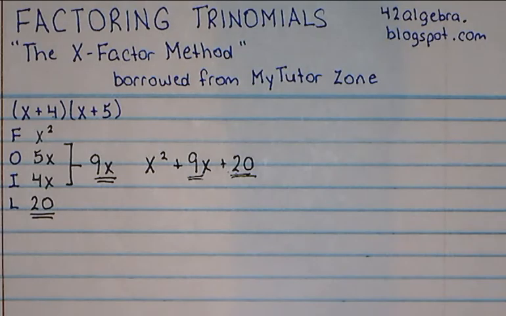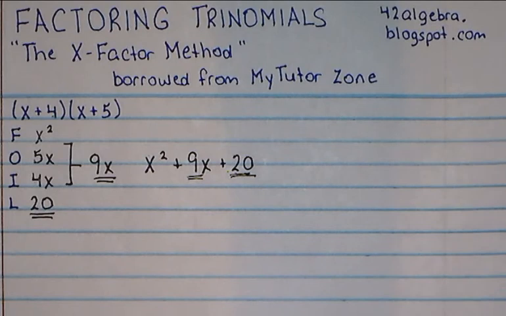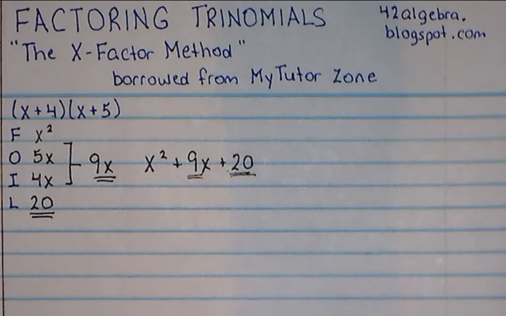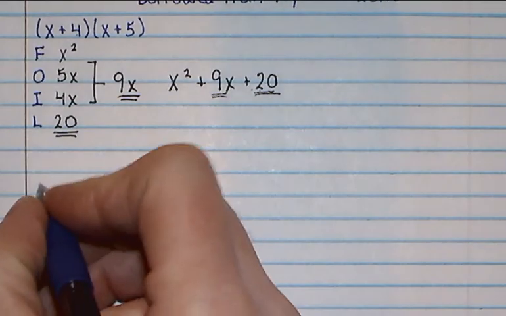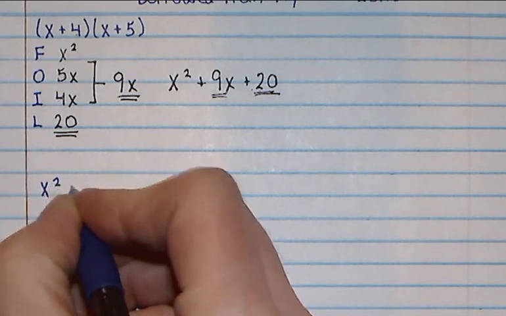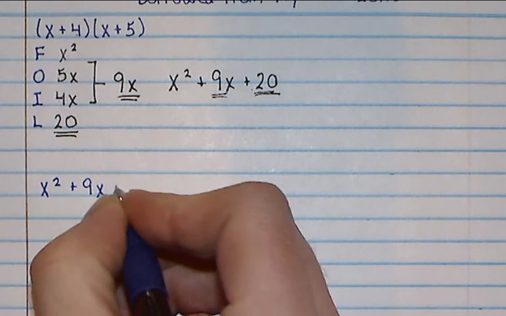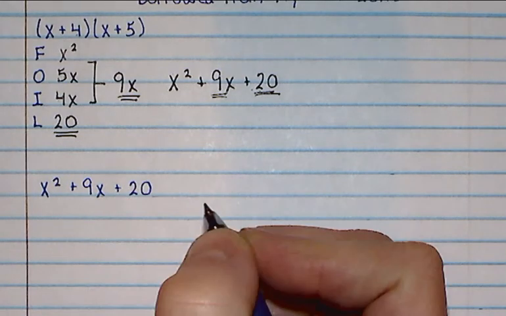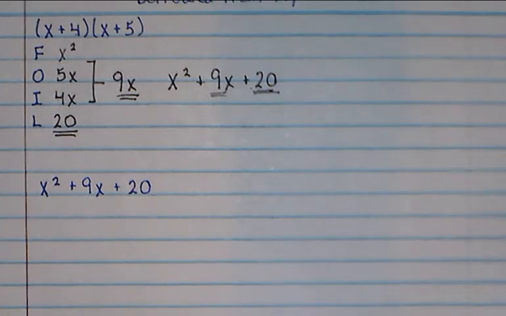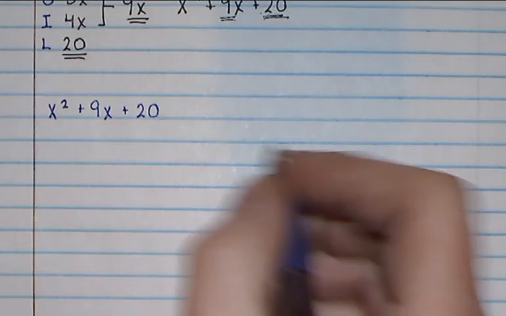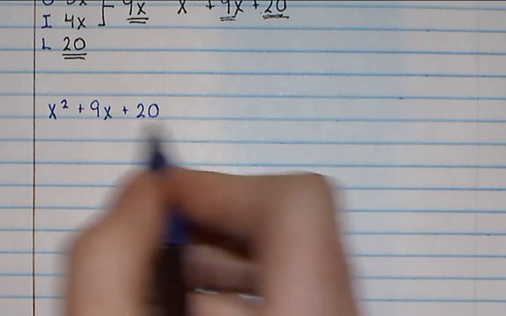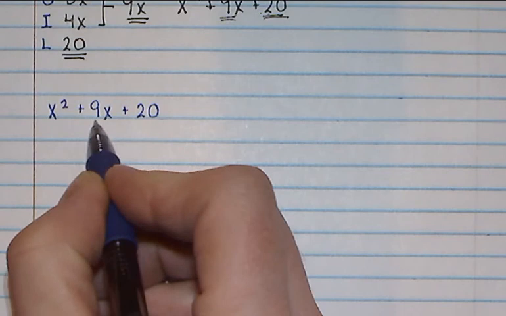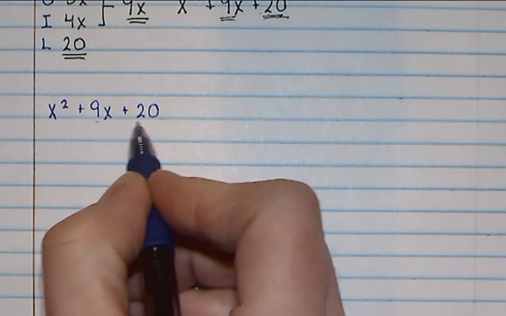So with that, let's use the X-factor method to factor a trinomial. To start out with, I'm going to use the one that we just worked with so that we see the pattern. So x squared plus 9x plus 20. And there are lots of ways of factoring trinomials. The two things that we need to know is that we need two factors that will combine to make the middle term and multiply to make this term.